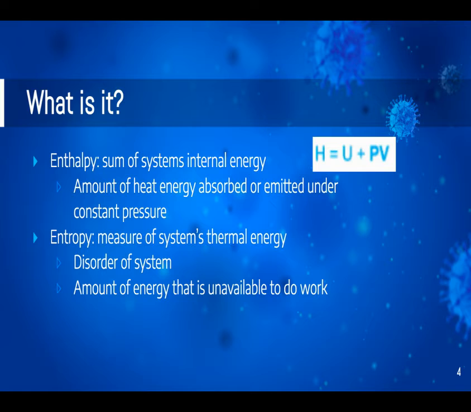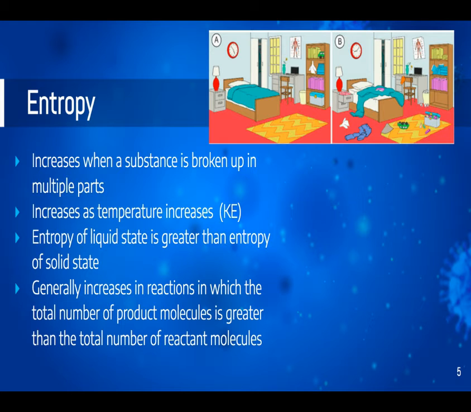Enthalpy is the sum of the system's internal energy. This is found by adding the internal energy, U, to the pressure and volume product of the system, which you can see in this equation here. Entropy is the measure of disorder in that specific system. It represents the amount of energy that is unavailable to do work.